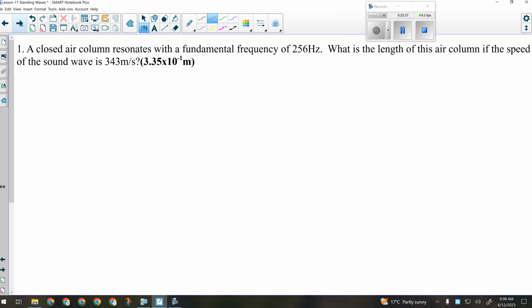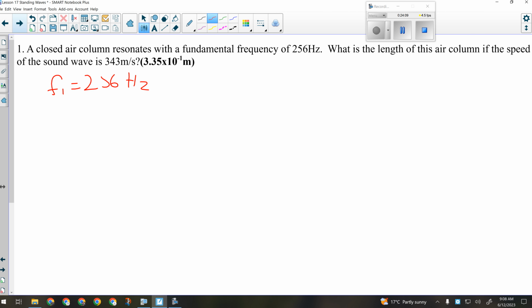Okay, let's do this one together here, guys. This one's actually in your book, so you don't need to copy it down. I have a closed air column, and it resonates with a fundamental frequency of 256 hertz. If they tell me fundamental, I know I can use 4L and 2L. Those only work for the fundamental frequency, and you're only going to get questions that involve that. So its fundamental frequency is 256 hertz.